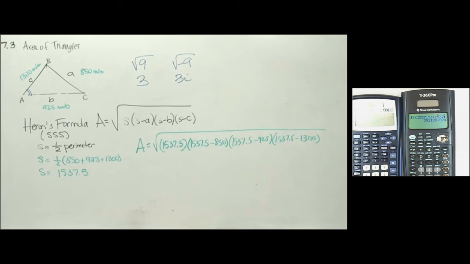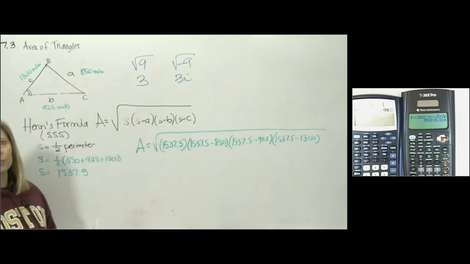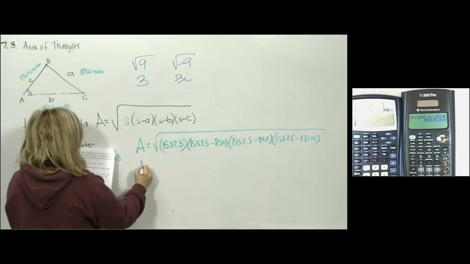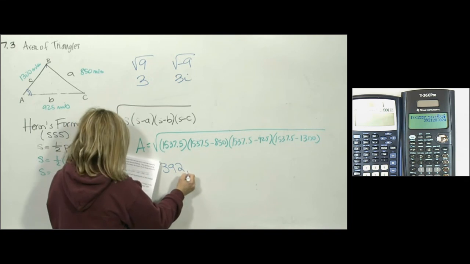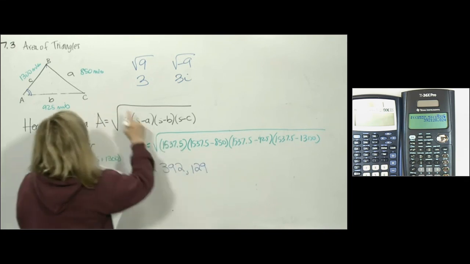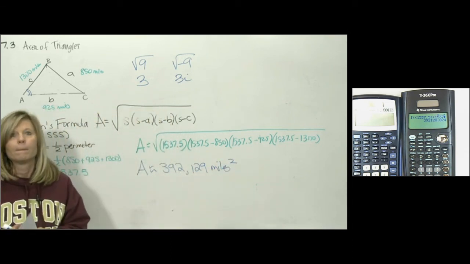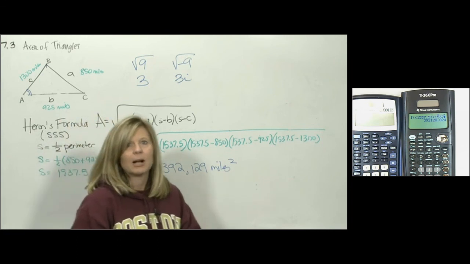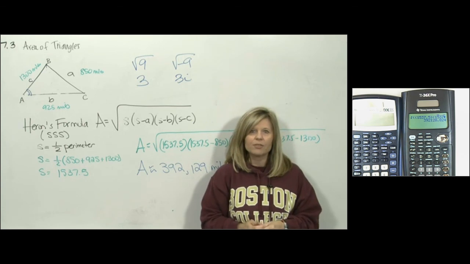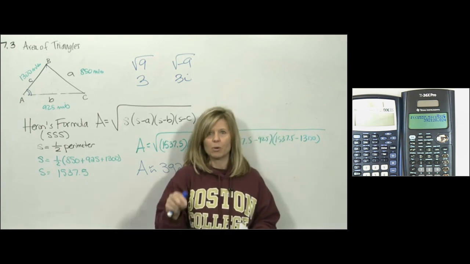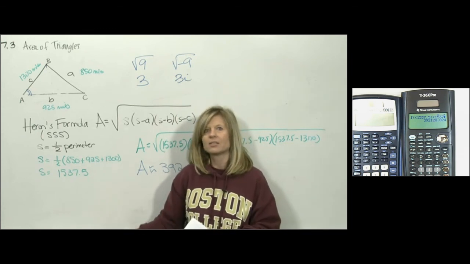Okay? And because we had our sides given in miles, I would assume they want us to round this to the nearest mile. So the area of the Bermuda Triangle is approximately 392,129 miles squared. Okay? Everybody's good? So you're going to have to practice using your calculators. All right, we have one section left. That's more application problems that ties in law of sines and law of cosines and area. So I'll see you in the next video.